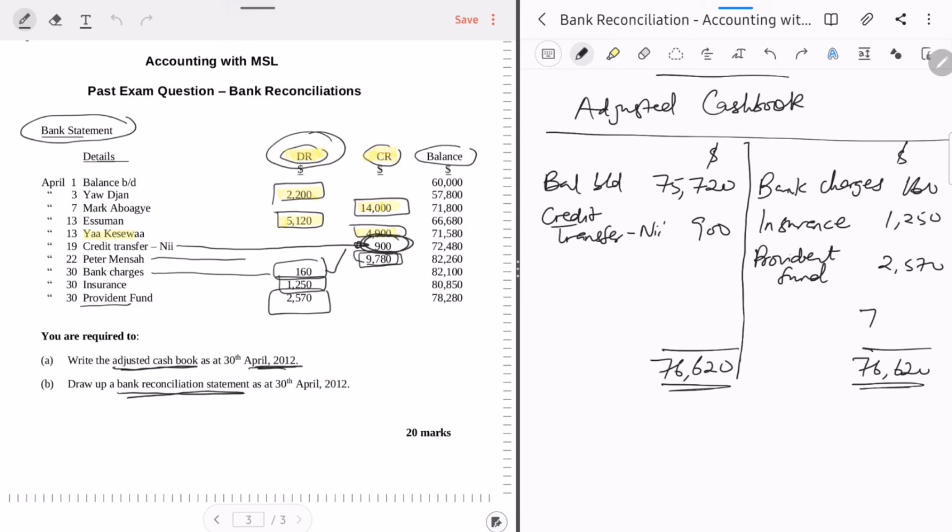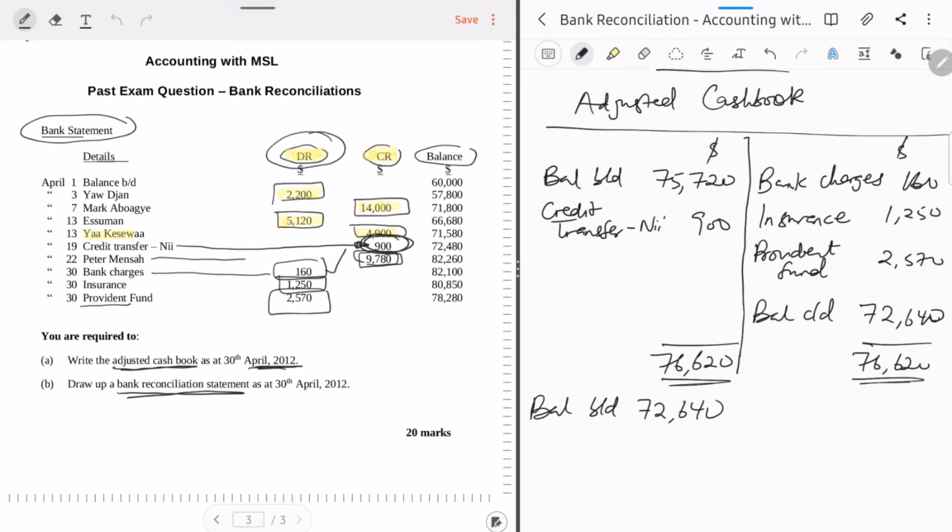So 72,640. This is my balance carried down. This is clearly my balance brought down. Debit balance of what? 72,640. This is what will feed into my bank reconciliation statement.